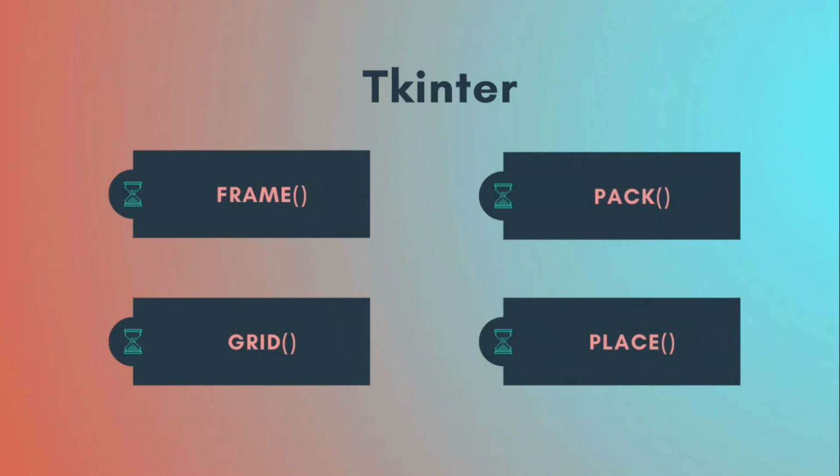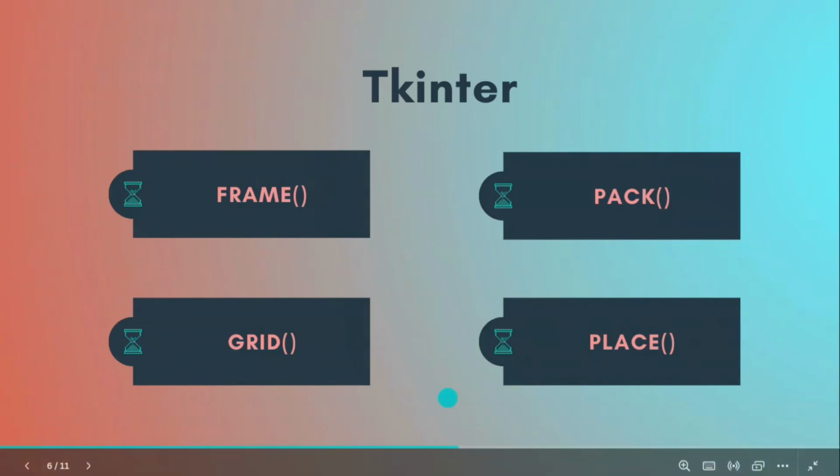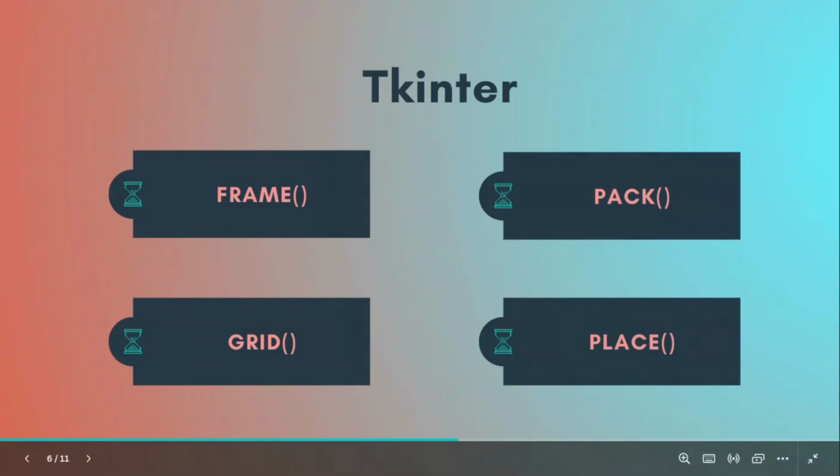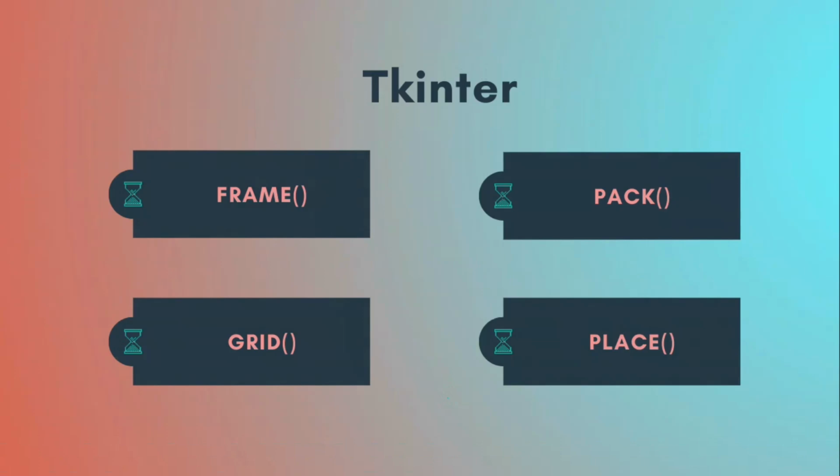Frame, pack, grid, and place. The Frame widget is used to organize other widgets. It acts as a container. The pack, grid, and place functions are geometry managers in Tkinter used to control the placement and layout of widgets in the GUI.